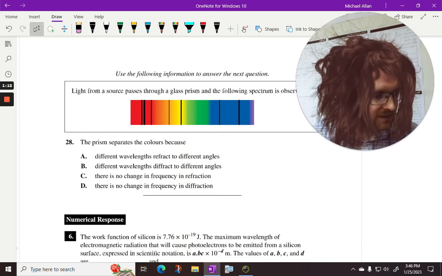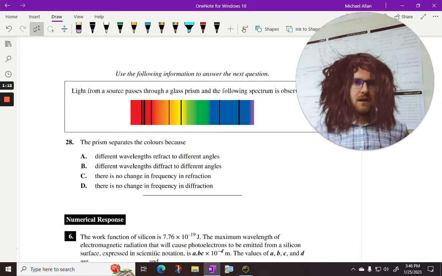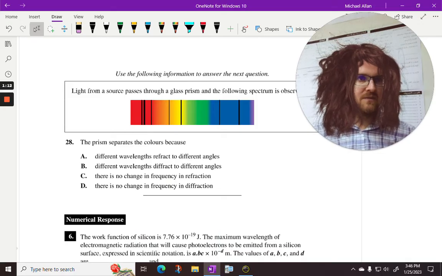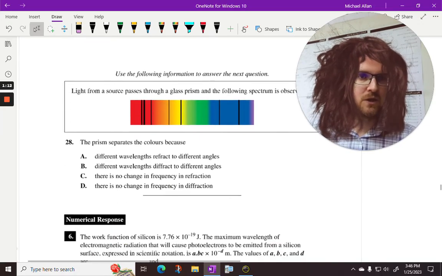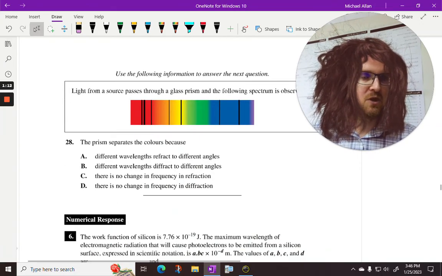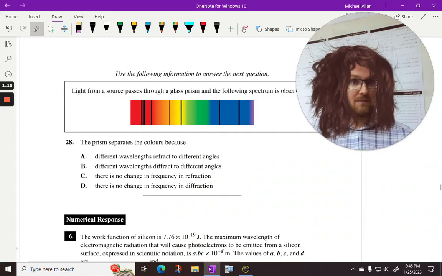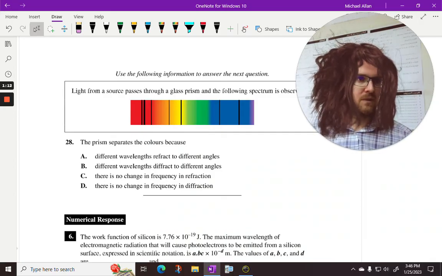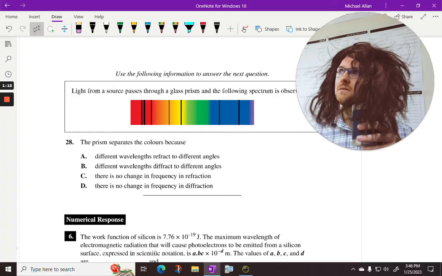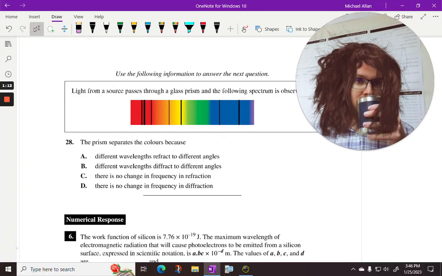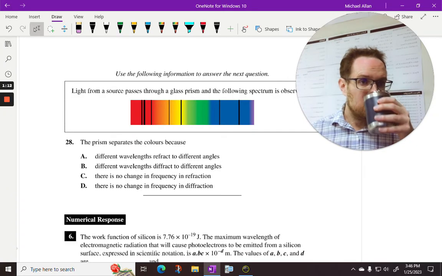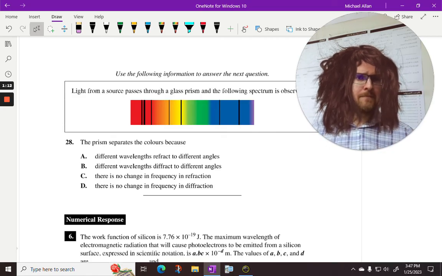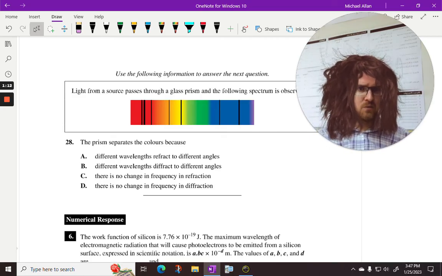Okay, so the next one here: light from the source passes through a prism, following the spectrum is absorbed. Some of these lines were absorbed by some gas, it looks like. Maybe by whatever's inside the container or the atmosphere, depending on where the light came from. It separates because different wavelengths refract at different angles. That makes sense.